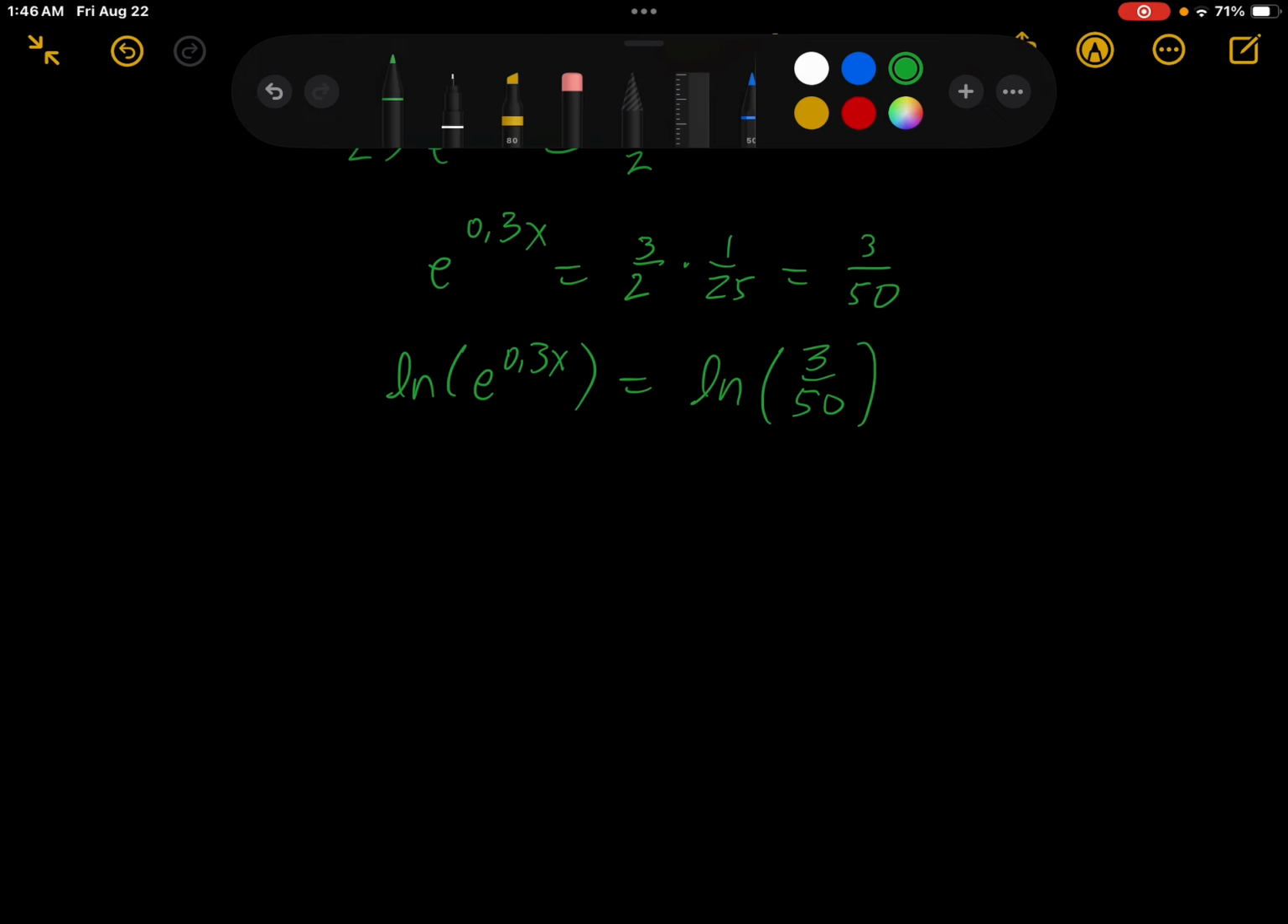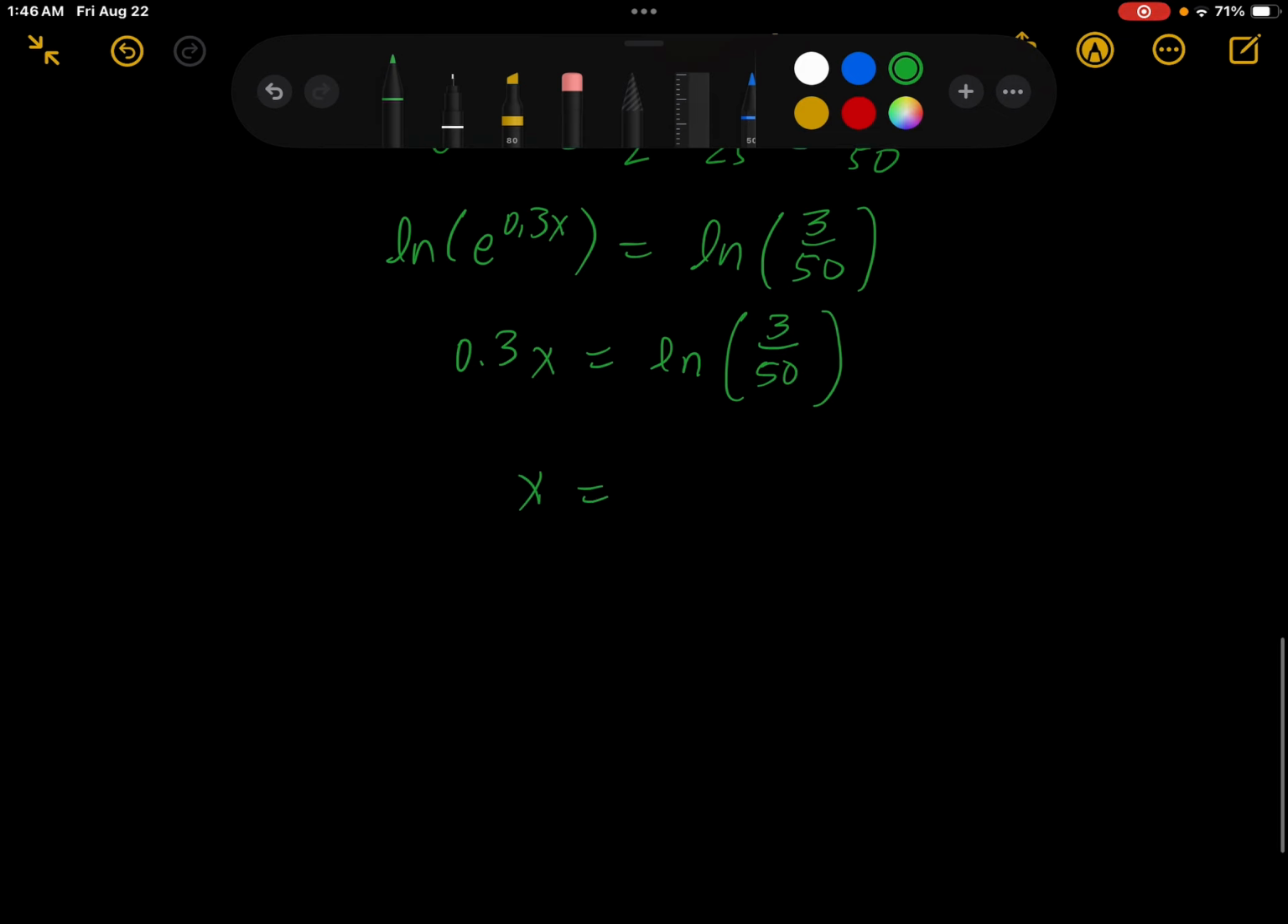And how does the left-hand side simplify? 0.3x. So 0.3 times x is the natural log of 3 over 50. And now the last step is to divide by 0.3. So you get natural log of 3 over 50 divided by 0.3.